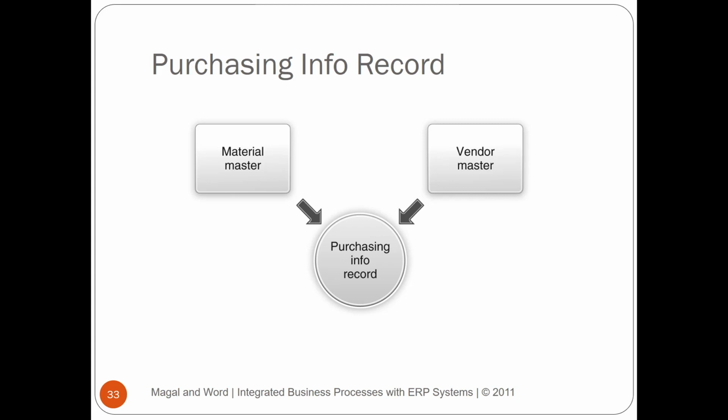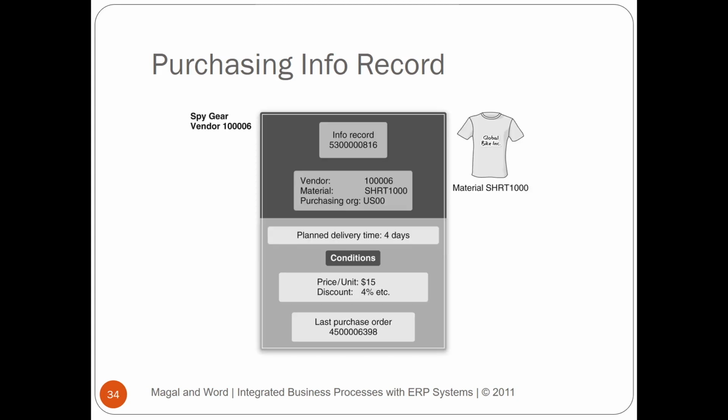And finally, the company uses the data from the purchasing info record as default values when it creates a purchase order for a specific combination of material and vendor. And this figure illustrates a purchasing info record for the vendor and the material HRT 1000 for the purchasing organization in the US OO, and it indicates that the vendor takes 4 days to deliver the t-shirt, and the vendor charges $15 per shirt, but it offers a discount of 4% for orders greater than $1,000.